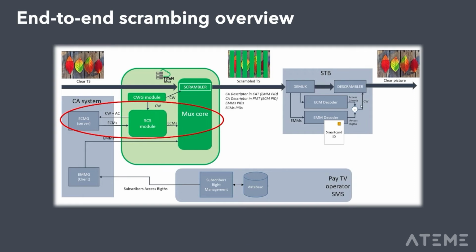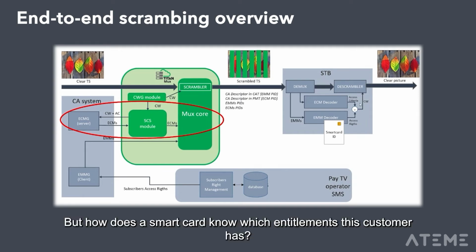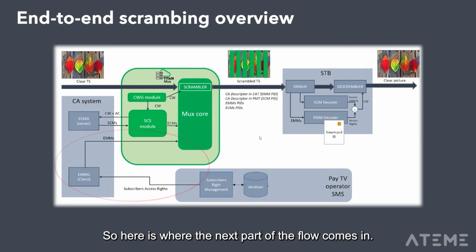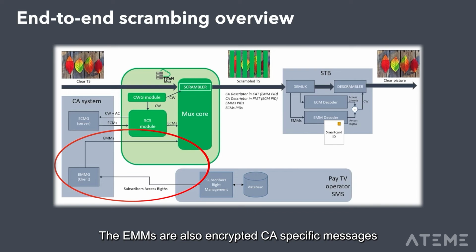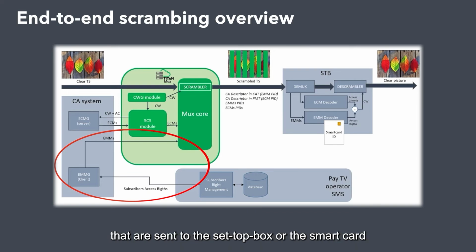Otherwise, we can't. But how does the smart card know which entitlements this customer has? So here is where the next part of the flow comes in, the EMMs. The EMMs are also encrypted CA-specific messages that are sent to the set-top box or the smart card to indicate which entitlements this specific user has. So the EMM would say something like: smart card ID XYZ can access a basic package, a sport package, and a movie package, for instance.